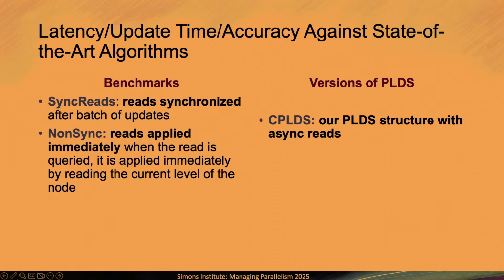OK, and we test our new data structure with asynchronous reads. We call this cPLDS for concurrent PLDS, with two benchmarks. Sync reads is you put all your reads in one batch, and you read it after you process your update batch. And then non-sync, also very simple. You do your reads immediately. So you perform your read immediately when it's queried. It applies immediately because you read the current level of the node. OK? No locks, nothing. Just read the current level.